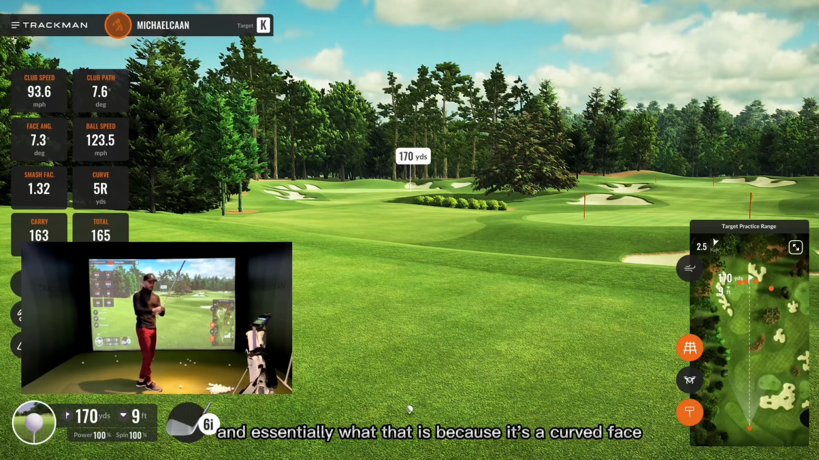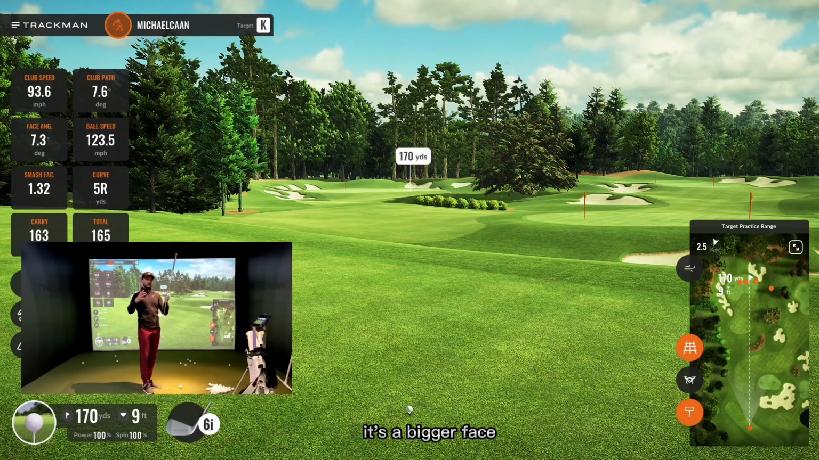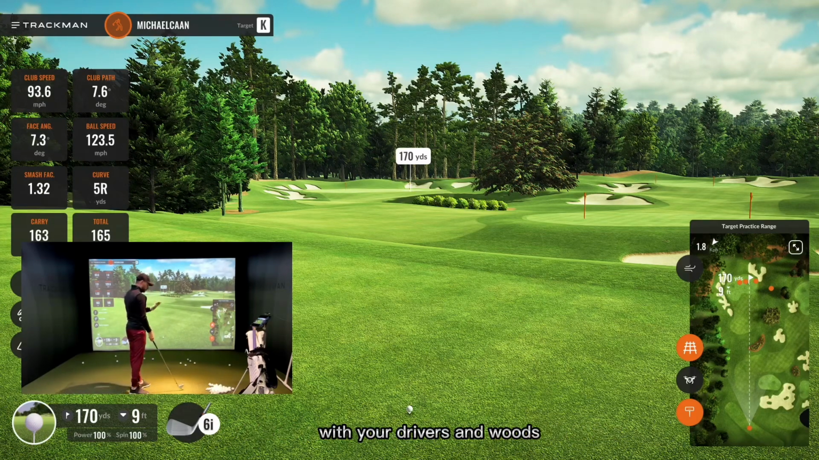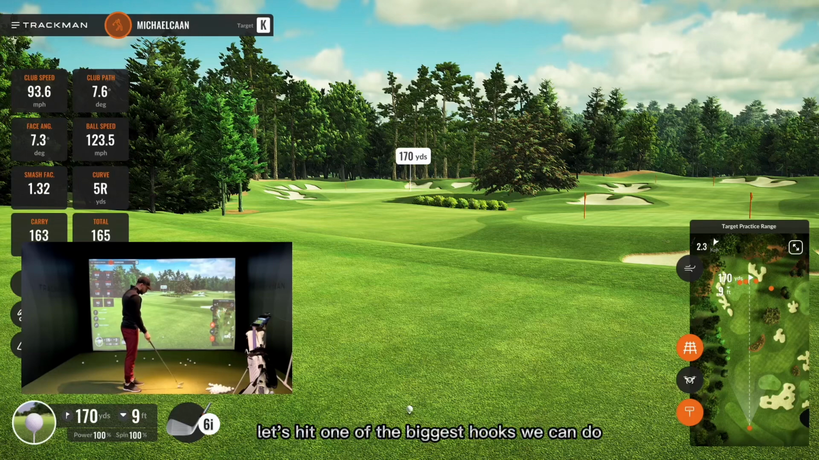And essentially what that is, because it's a curved face, it's a bigger face, if you hit it with poor contact, it actually opens and closes the face, right? So you have to take that with a grain of salt with your drivers and woods, but irons, 100%, right? So let's hit one of the biggest hooks we can do, right?